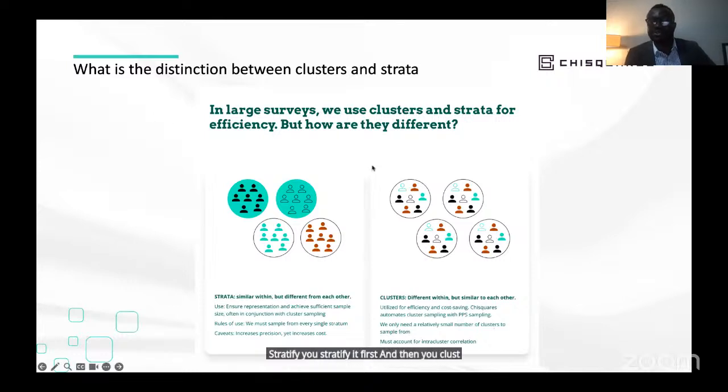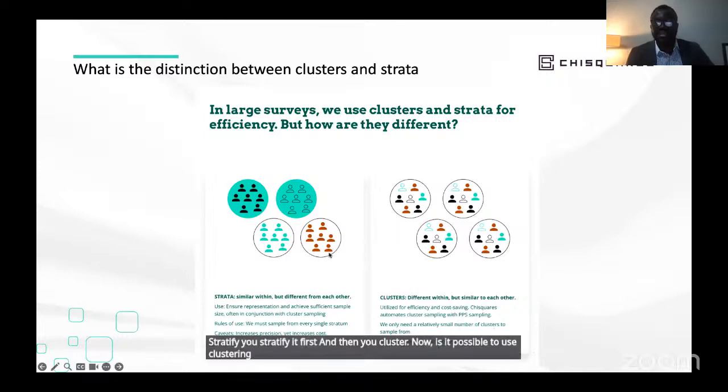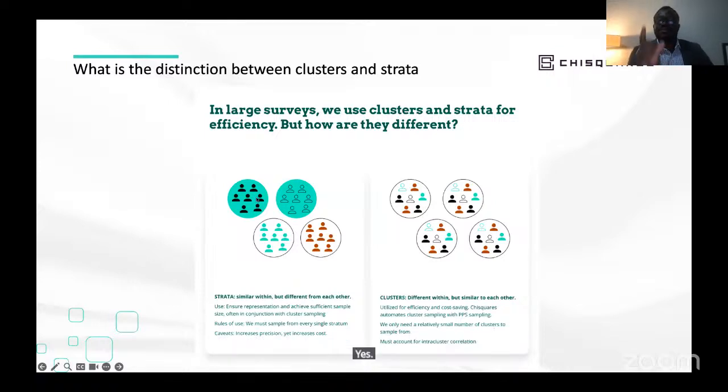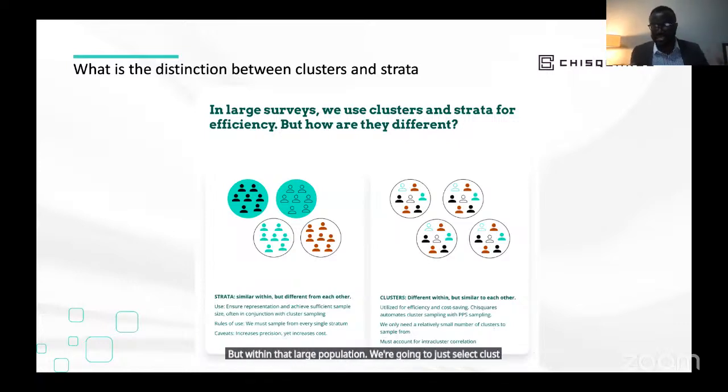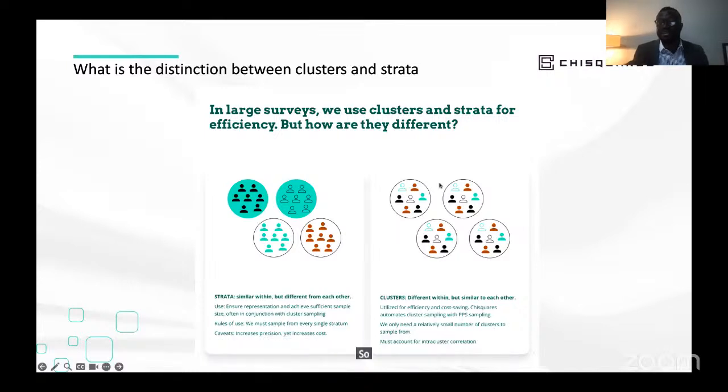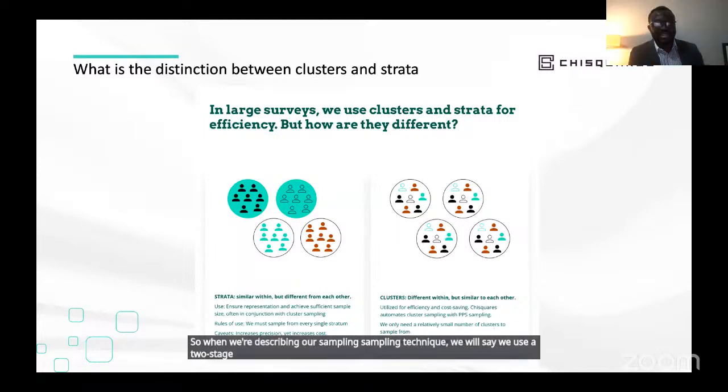Now, is it possible to use clustering without stratification? Yes, we can say, oh, okay, you know what? We don't have the resources to stratify, so we're just going to treat the whole population as a single stratum. So that means we're not stratifying. But within that large population, we're going to just select clusters or schools as clusters. So in this case, we have effectively done cluster sampling without having stratified, right? So when we're describing our sampling technique, we will say we use a 2-stage cluster sampling. We won't put stratified there again at the beginning because we didn't do stratification. We'll just say our sampling technique used a 2-stage cluster sampling of the overall population, right?